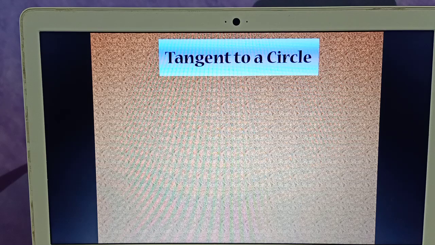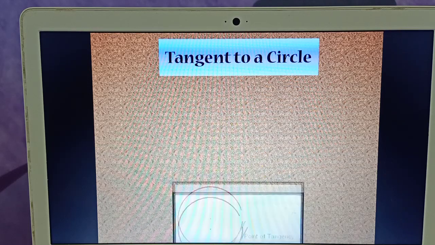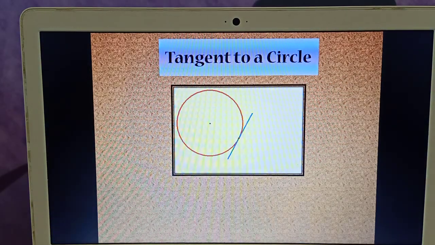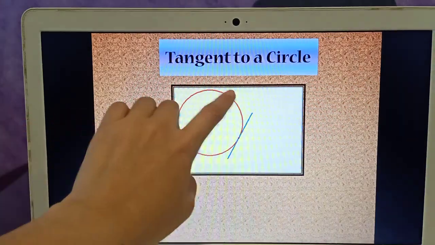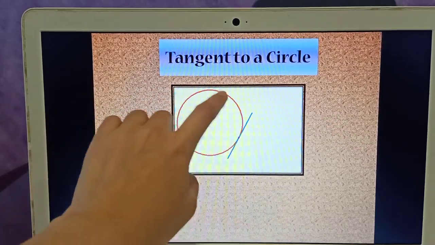Next, we are going to learn tangent to a circle. Okay, tangent to a circle. What does it mean by tangent to a circle? So, of course, you know what is circle. Circle is a round shape, and it is a 2D shape.